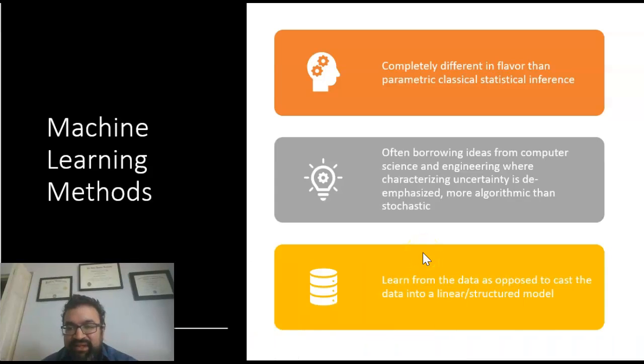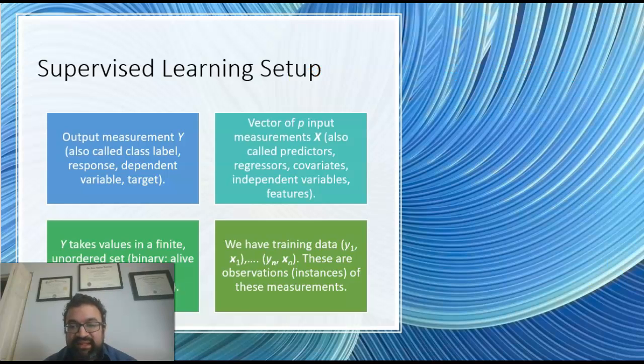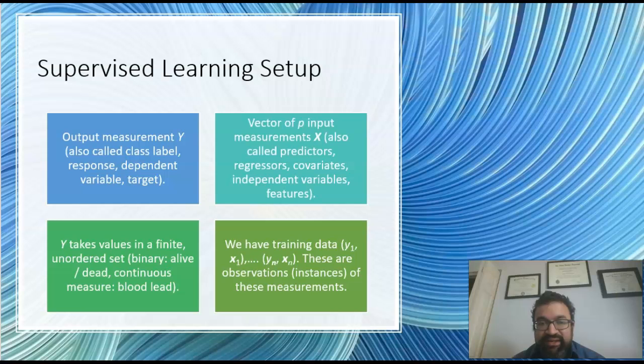If you see here, it's completely different from the traditional parametric statistics. We harness in machine learning the computational power of faster computers that are over the years developing. The widespread availability of faster computers has made machine learning possible and feasible at the individual level. This is showing different examples of how the supervised learning setup makes sense.